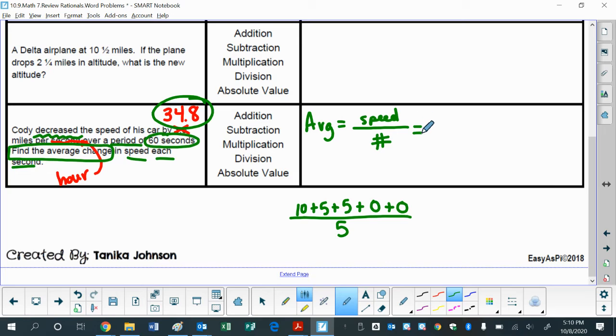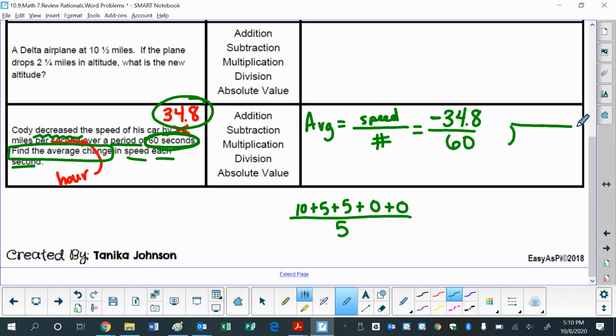All right, let me rewrite that. What was the change in Cody's speed? Well, first of all, that word decrease is going to be huge. And his speed went down 34.8 miles per hour. And it says right here, it happened over the course of 60 seconds. So this is what we're going to divide.